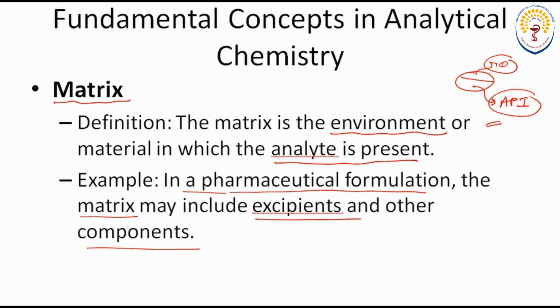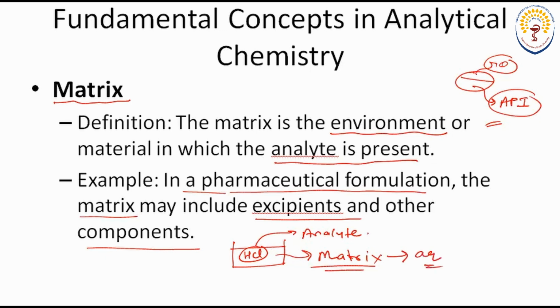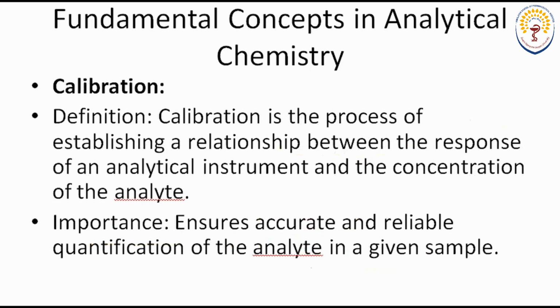One more example. For example, we have a sample of acid, say HCl. HCl in that will be our analyte, which we want to analyze. Either we want to identify or we want to quantify. And the rest of the environment will be called its matrix. So in this case, when we are taking an HCl solution, the matrix will be the aqueous environment, all the water and other things or the other impurities present. So this is matrix.